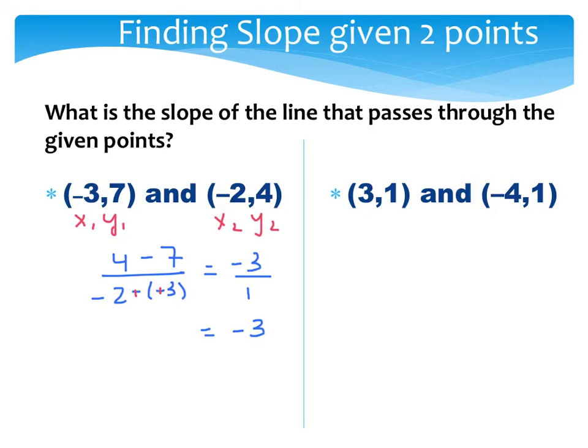Now over here, the same thing. Assign my x1, y1, x2, y2. Go ahead and plug into the slope formula, and we're going to get 1 minus 1 over negative 4 minus 3. So 0 over negative 7, which will just reduce to 0. So the slope is 0, which means I have no change in y whenever I'm changing my values of x.